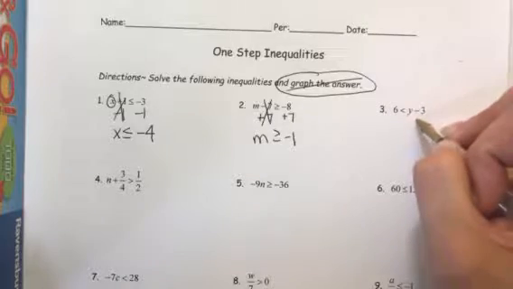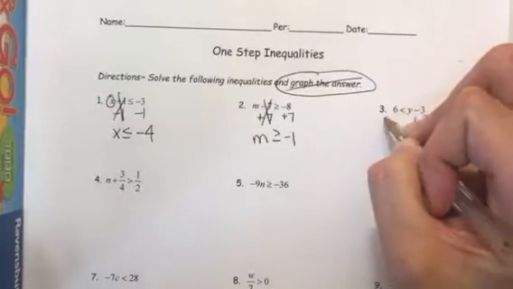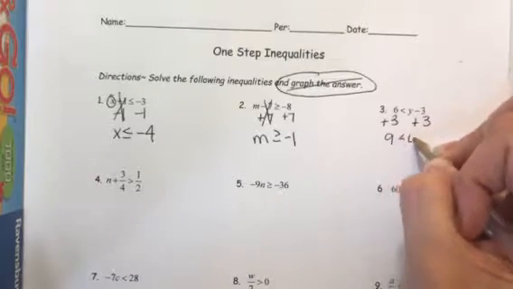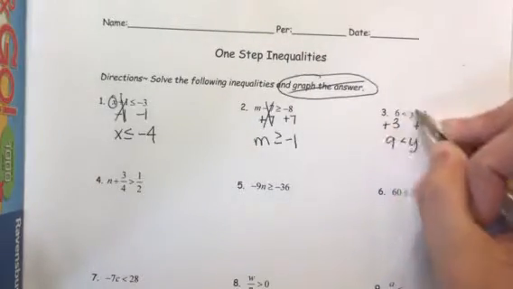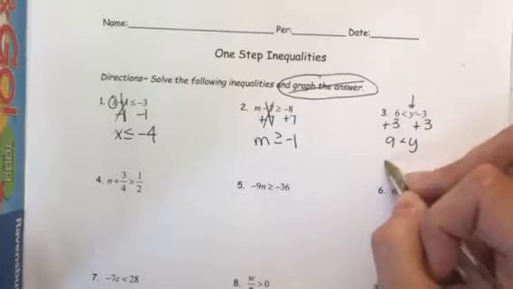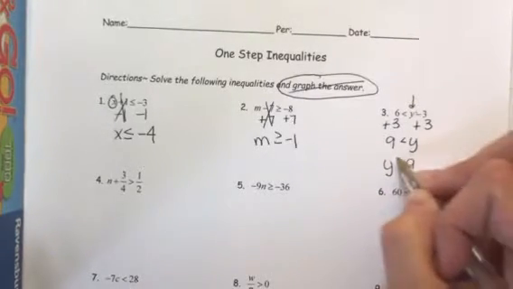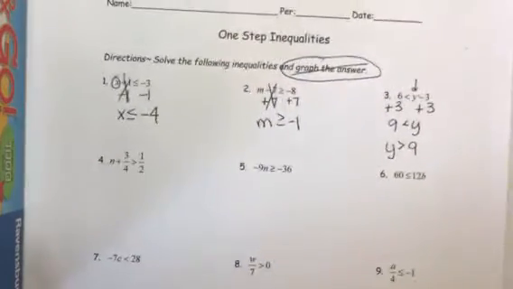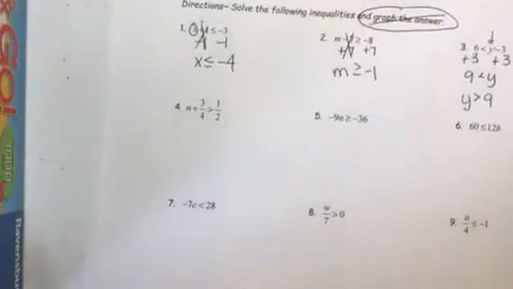Number three, we can undo subtraction with addition. Right? Addition is not a reason to flip the sign, but we do need to leave the variable on the right-hand side because that's where it started. And so when we rewrite this with the variable first, that will be a reason to flip our sign. So we'll get y is greater than 9.